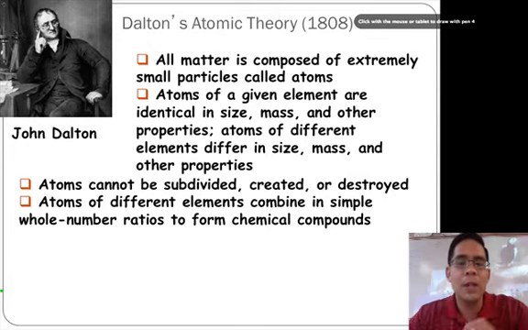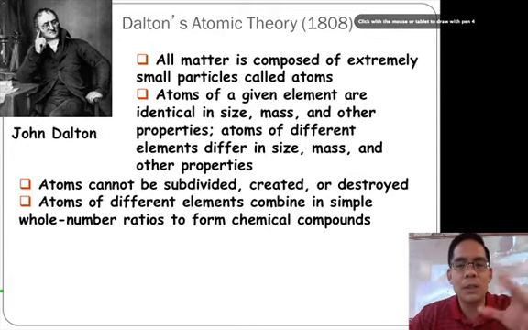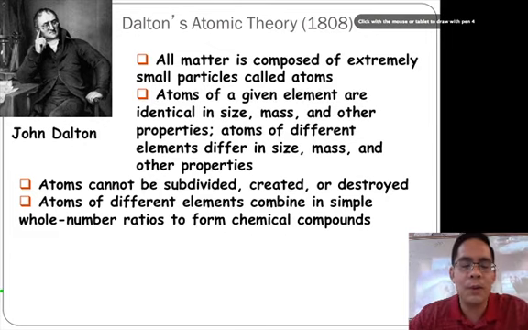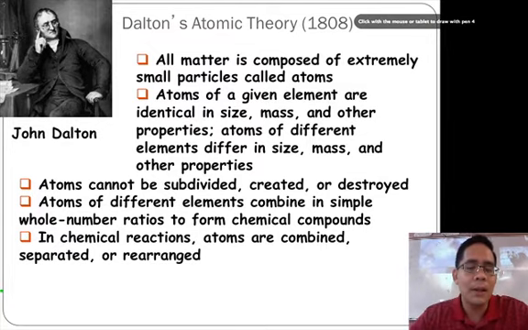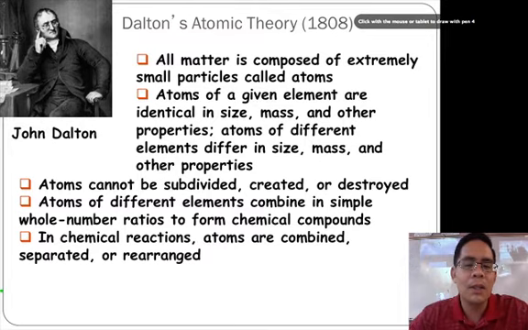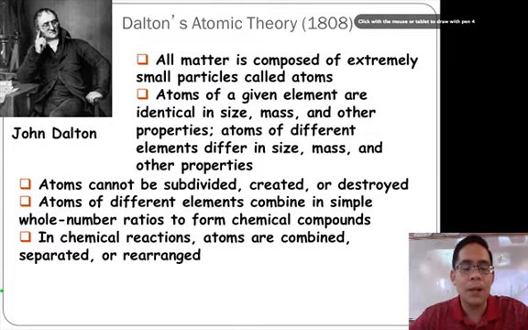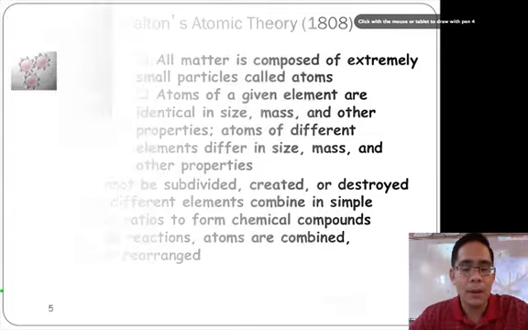And so these ratios, of course, exist, and it was through all this experimentation that we're able to figure these out. And in chemical reactions, atoms are combined, separated, or rearranged. So these are his ideas back in 1808. Later on, we'll talk about how some of these ideas are actually not so true anymore because of what we know about the atom. And we'll talk about those details later.